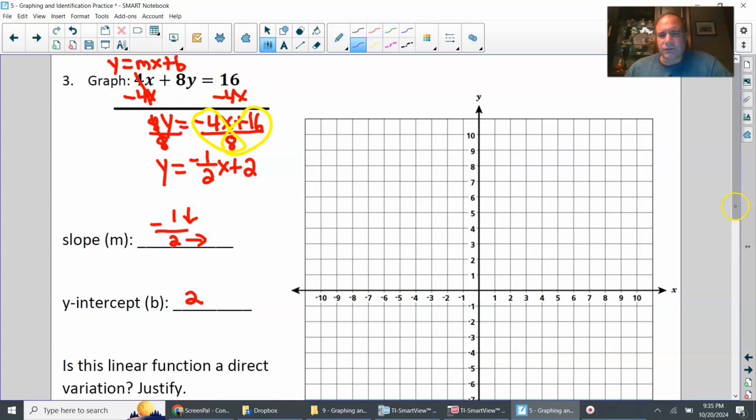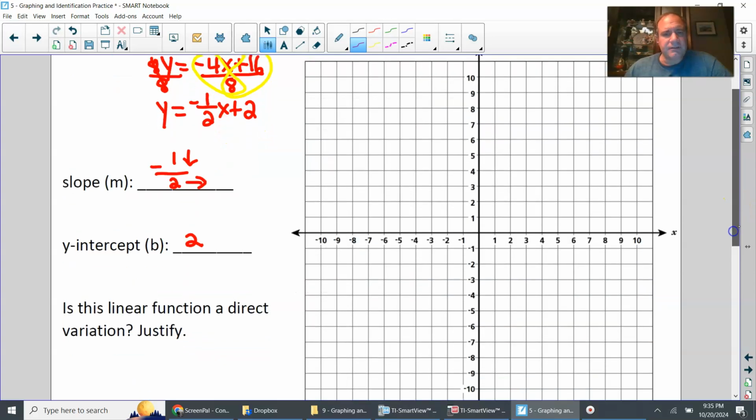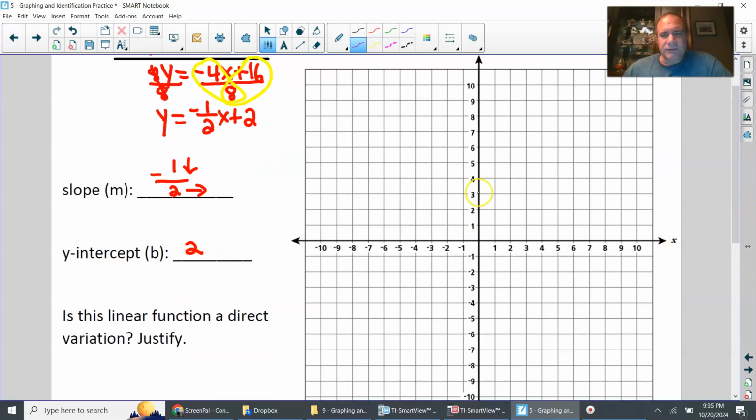So now we're going to go to the graph. We are ready to graph this. So the y-intercept is 2. That is my starting point. Put a nice big point. And you're going to go down 1 to the right 2, just like my directional arrows say. Down 1 to the right 2.